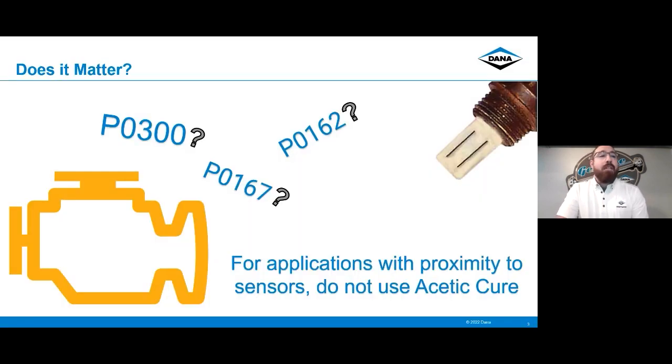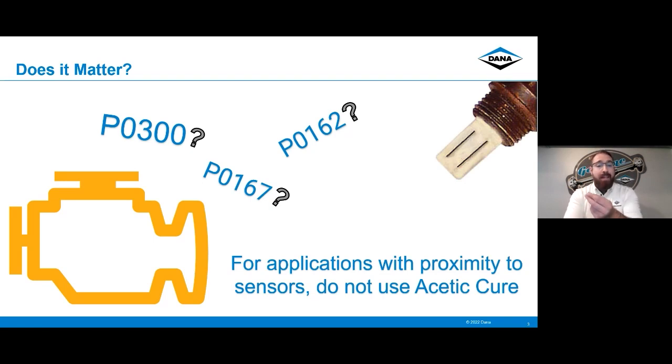So when we're talking about silicones and sealing diff covers and valve covers, sometimes you might do a repair, and then after you're finished, you get a check engine light, and you wonder, wait a second, I didn't have a check engine light before I did the valve cover. I just had an oil leak. Now I'm showing a P0300 or a P0162. And you're like, how could this have happened?